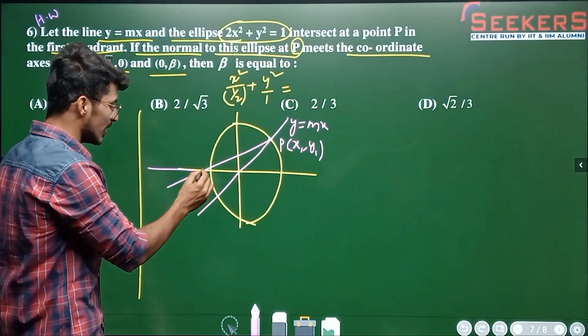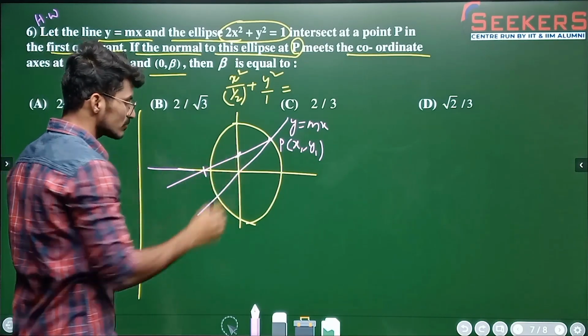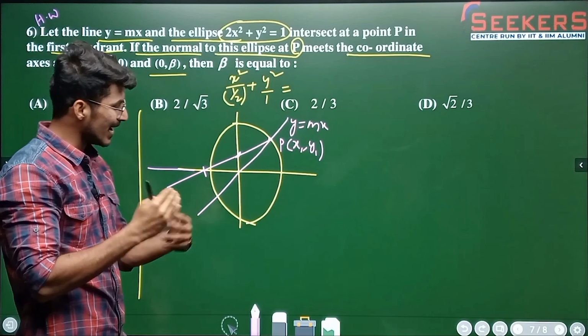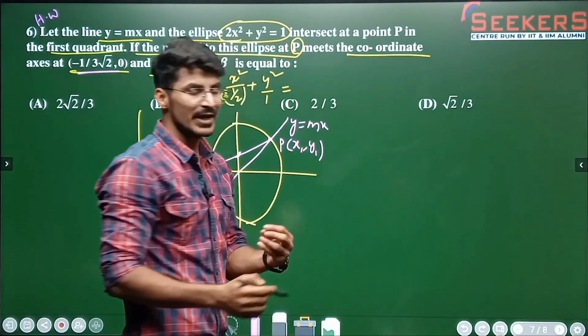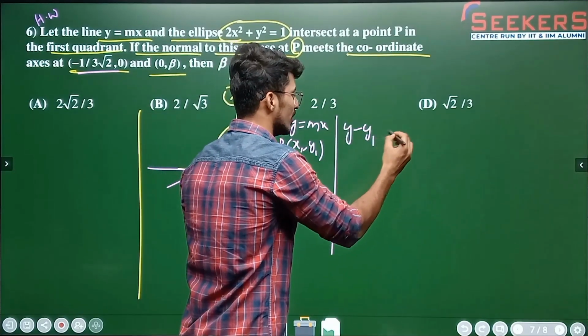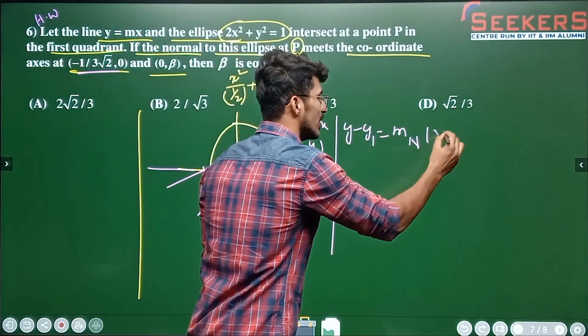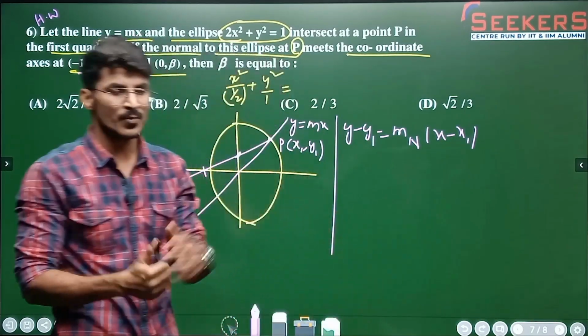It is intersecting the coordinate axes at this point and this point. So, first of all, we must write the normal equation here. How do we write the normal equation? Simple. For finding tangent and normal equations, I'll tell you a simple trick. Y minus y1 is equal to slope of the normal into x minus x1. So, first of all, write the slope of the normal here.